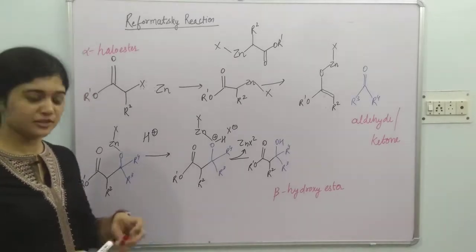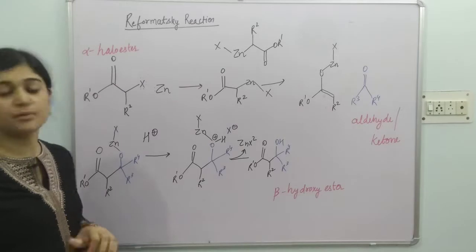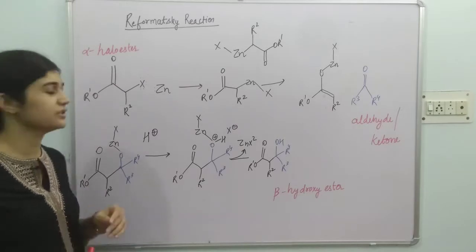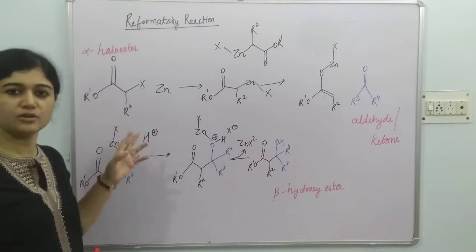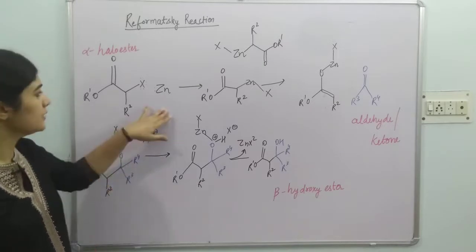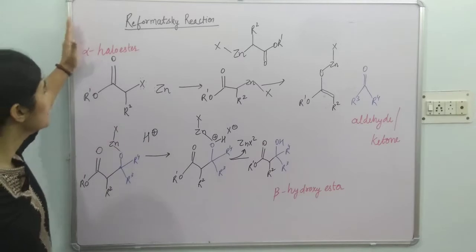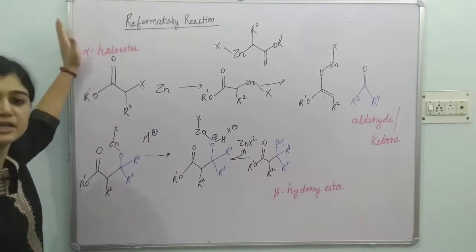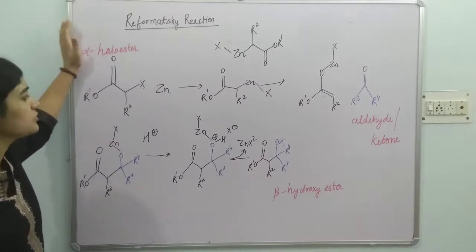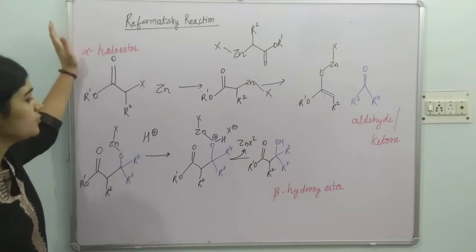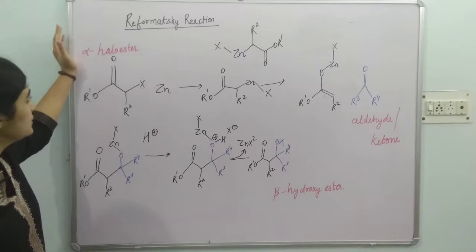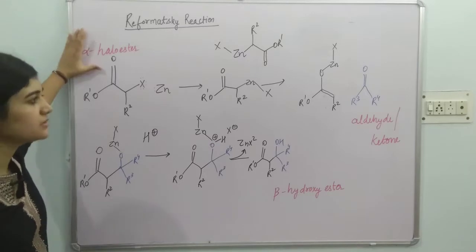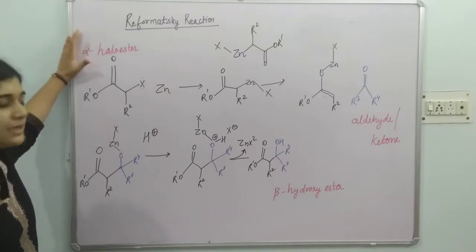Good morning everyone. Today we are going to study the Reformatsky reaction. What happens in this reaction? This is also an organometallic based reaction. In this reaction, your haloester reacts with an aldehyde or a ketone in the presence of metallic zinc and forms a beta hydroxy ester. Alright. The reaction is somewhat similar to the Grignard reagent.